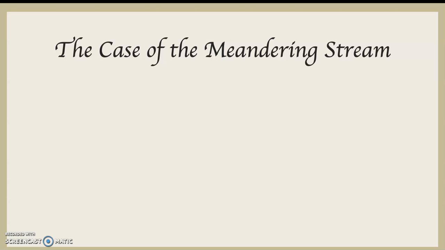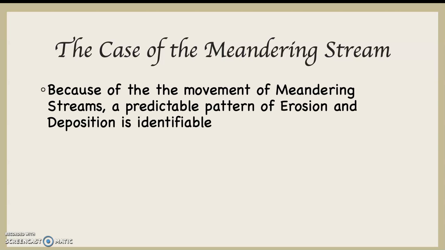The case of the meandering stream. Ooh, mysterious. Not really. Because of the movement of meandering streams, which is that they move back and forth, snake-like, across a relatively flat landscape, there is a predictable pattern of erosion and deposition that can be identified.